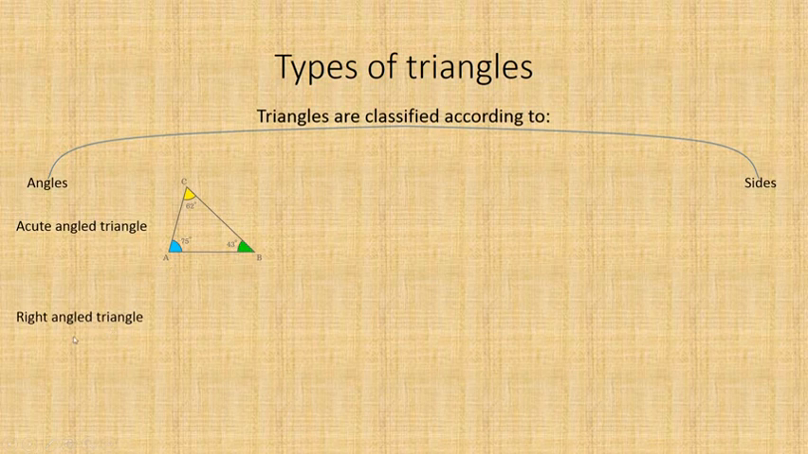Okay, let's go to the next type. Right angle triangle. It's the triangle that has one right angle, the triangle that has a right angle in it. So this is 90 degrees. So this is a right angle triangle.